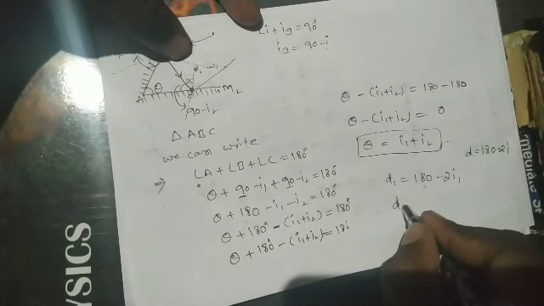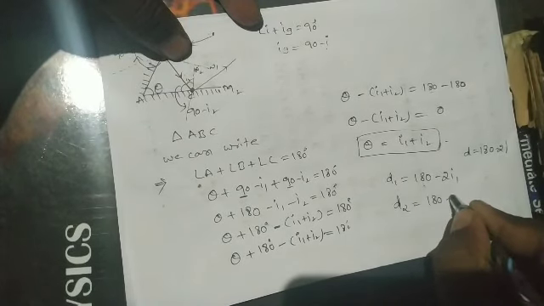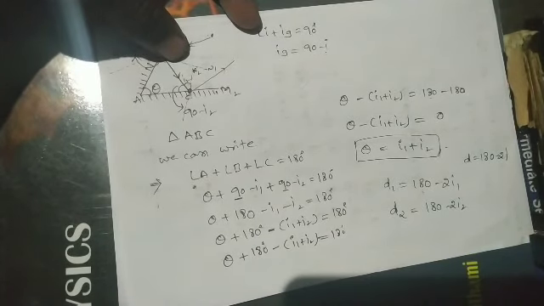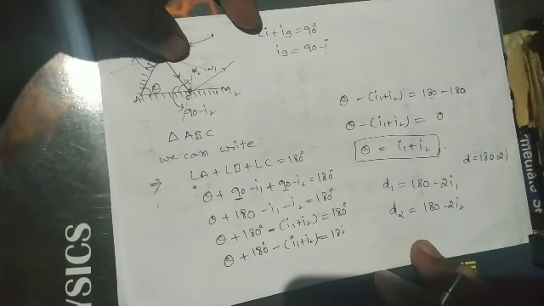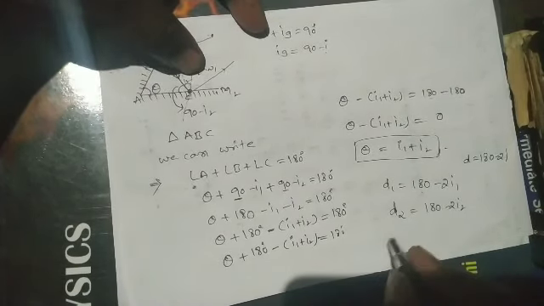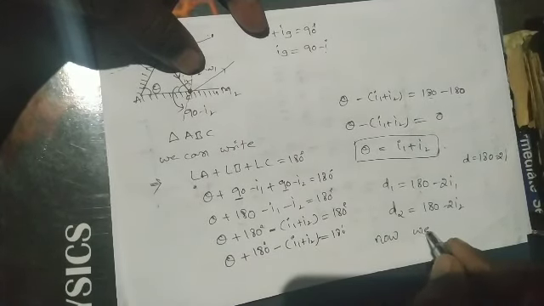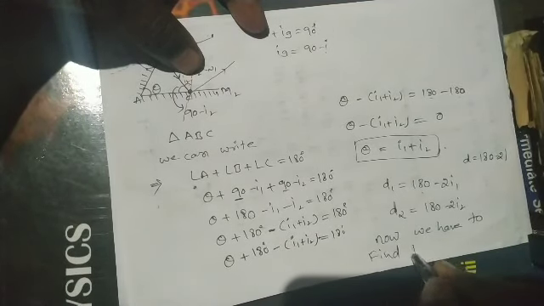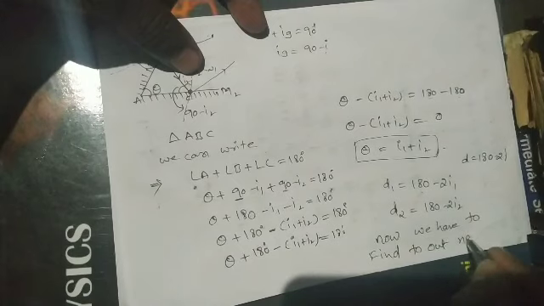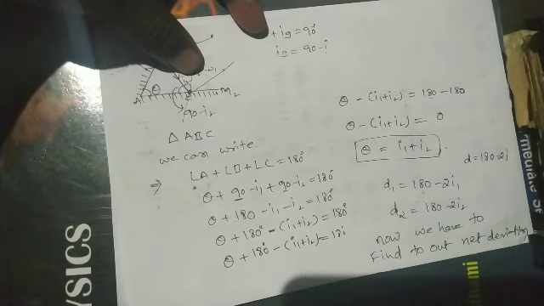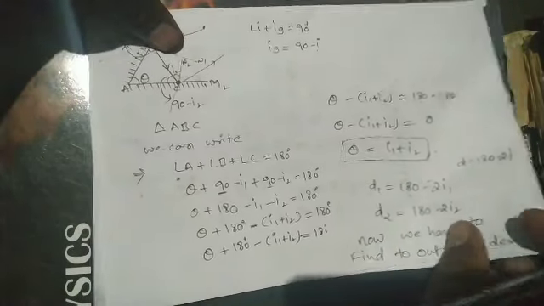And the second deviation D2 is equal to 180 minus 2I2. Next, we have to find the net deviation. Sir, how to find the net deviation? Now we have to find out the net deviation.